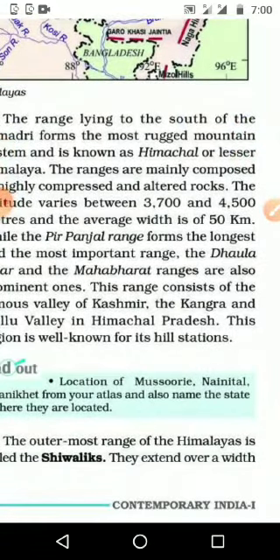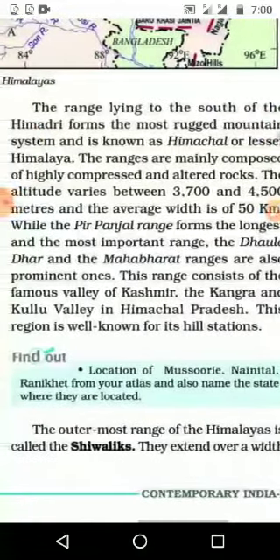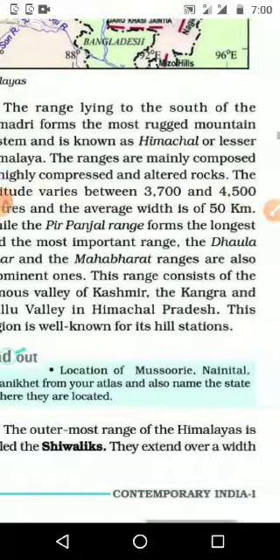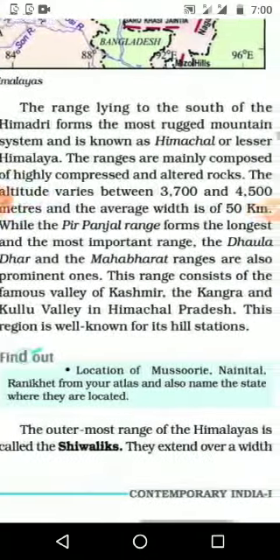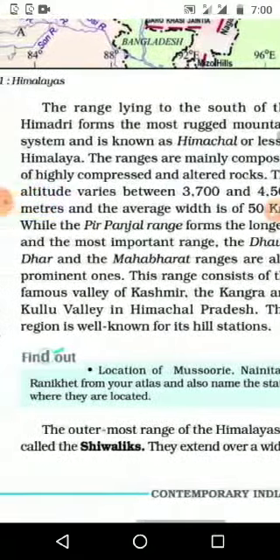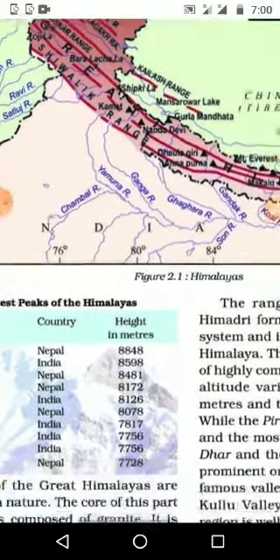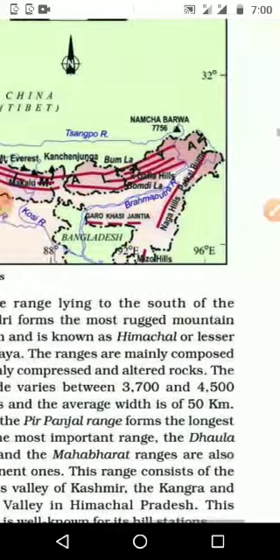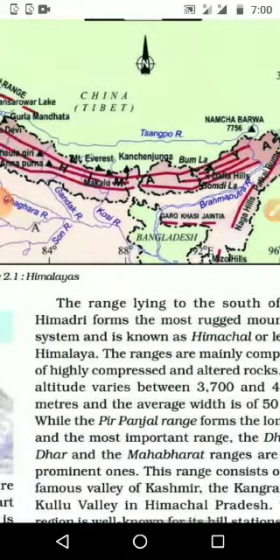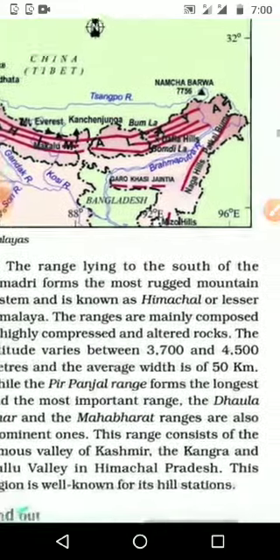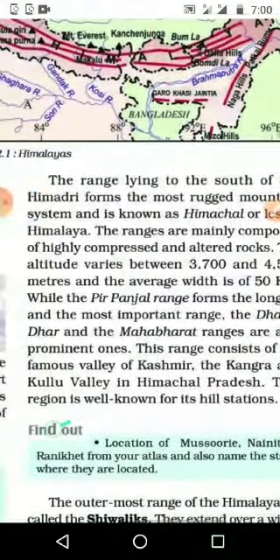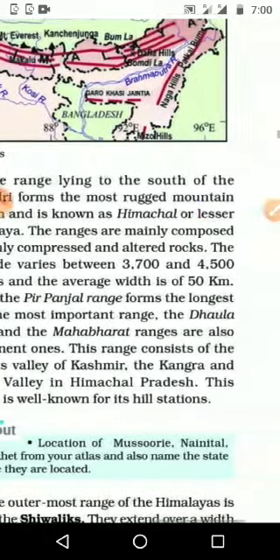The next one, the ranges lying to the south of the Himadri form the most rugged mountain system. It is known as the Himachal or Lesser Himalaya, which is coming down to the south, the least part we can see here. The ranges are mainly composed of highly compressed and altered rocks.